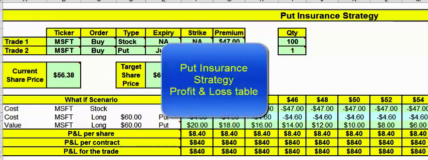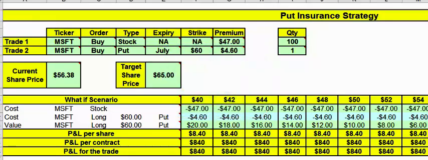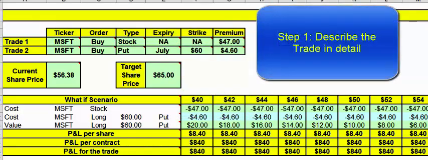So we're now going to look at doing a profit and loss table for the put option insurance strategy. So again, what we do is we describe our trade in detail. It's always the very first thing you should ever do when you're doing a profit and loss table. So we've two trades here.